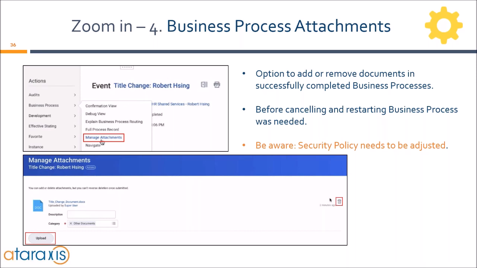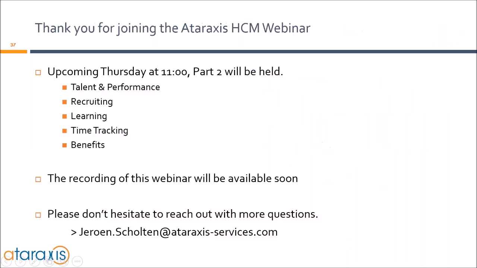You can just simply go to the business process. You can click on Manage Attachments, as seen in the screenshots, and then you can see the document, and you have the possibility to delete it and upload a new one without canceling and restarting the business process, and not have to go through all the approvals again. In order to have this feature, your security policy needs to be adjusted, so people need to be able to see this button. Otherwise, it's not possible.